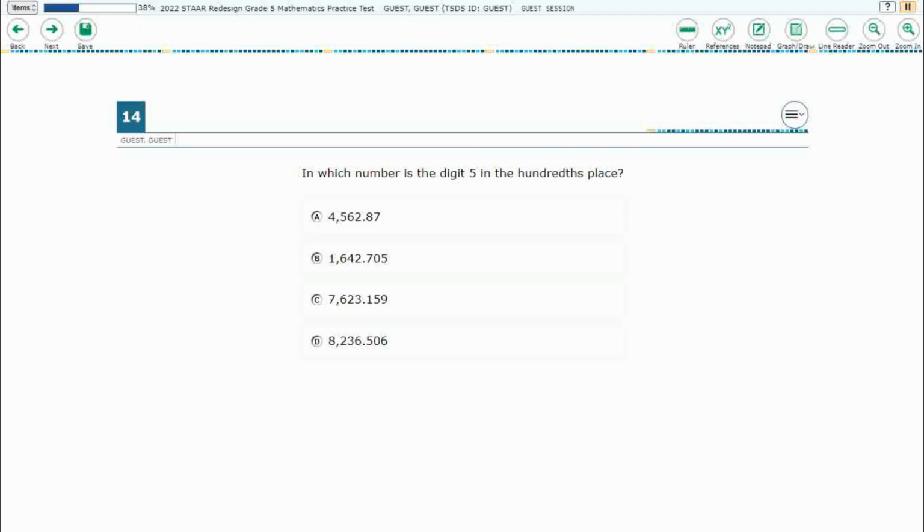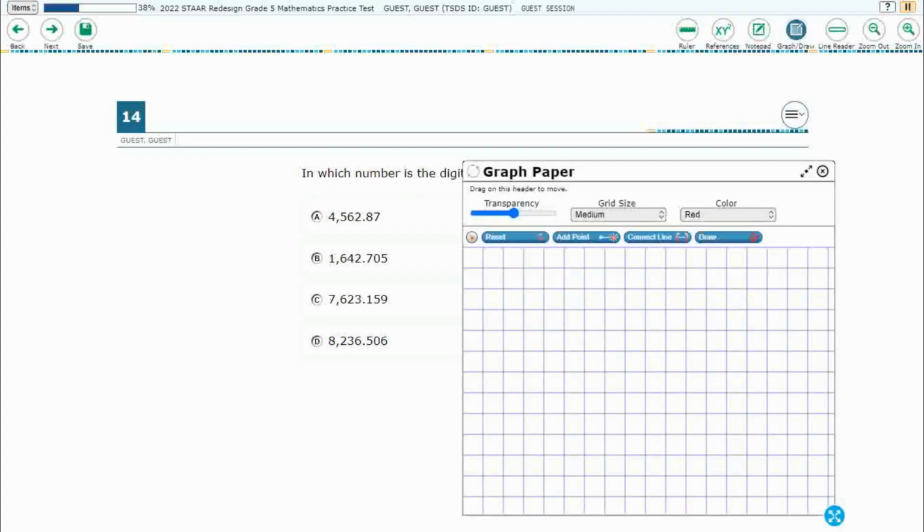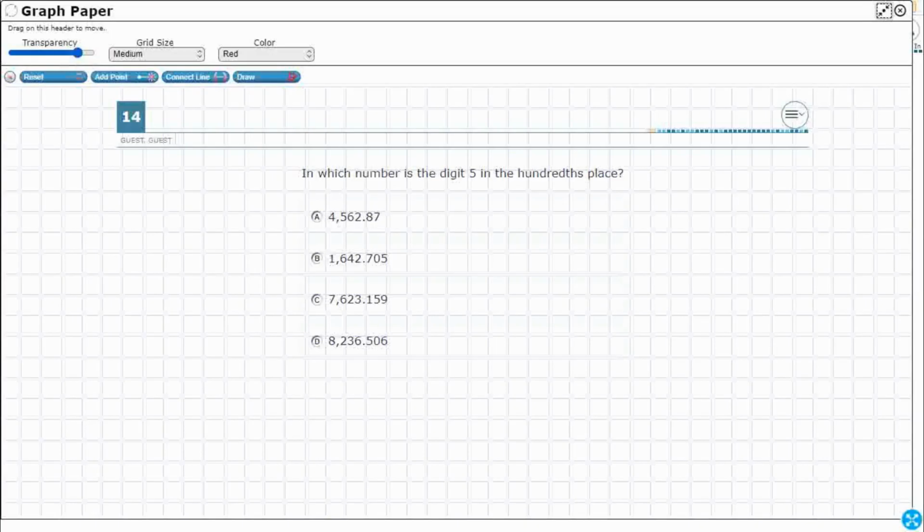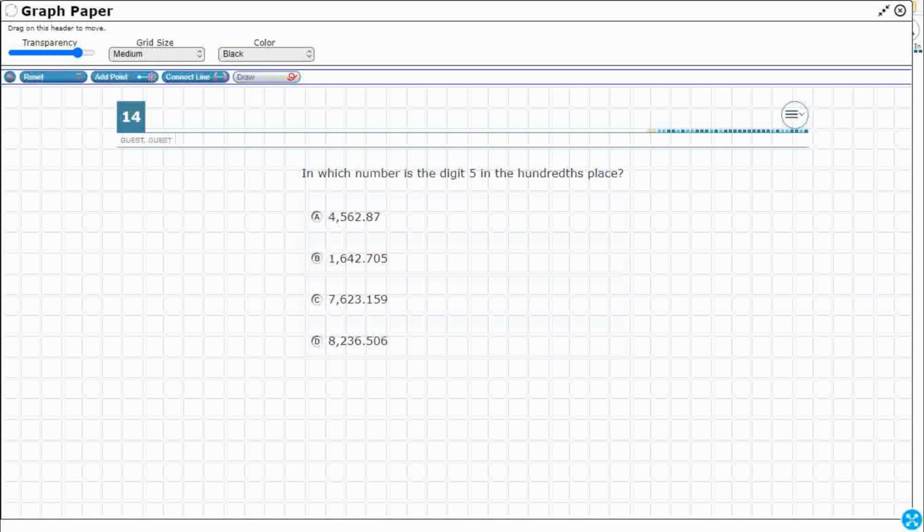So, in which number is the digit 5 in the hundredths place? All right, so we've got four possible answers here. Let's open up our graph draw feature. Increase our transparency. Let's first draw a place value chart, label it, and then we'll just put all four of these numbers in it, or underneath it, probably. So, it looks like my biggest numbers right here are B, C, and D. And they go four digits to the left, three digits to the right. So let's do that.